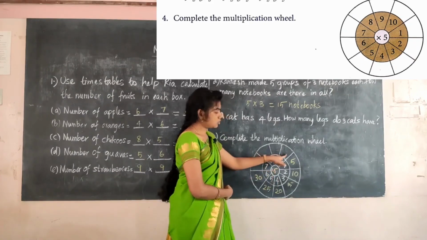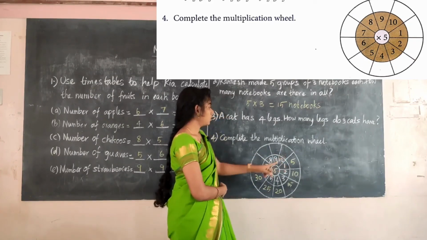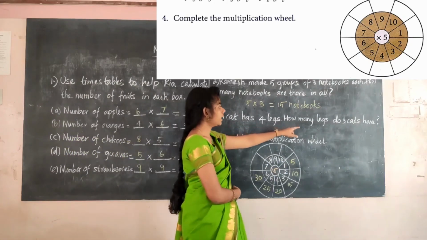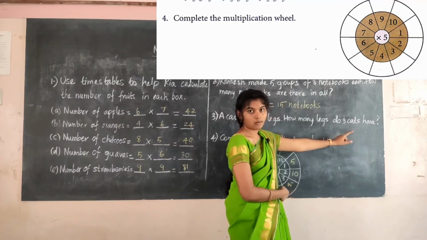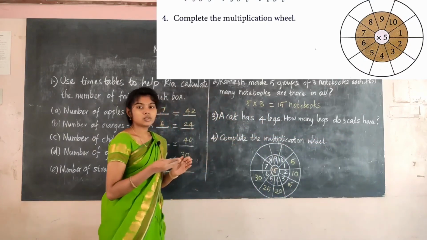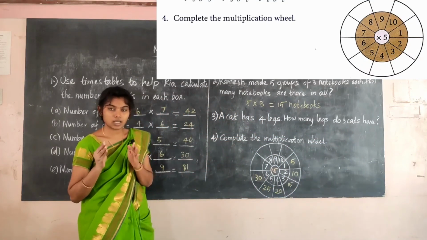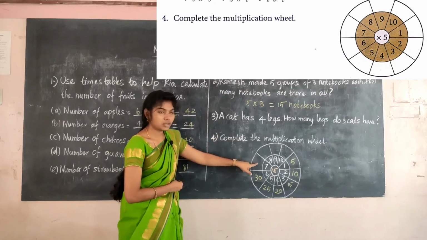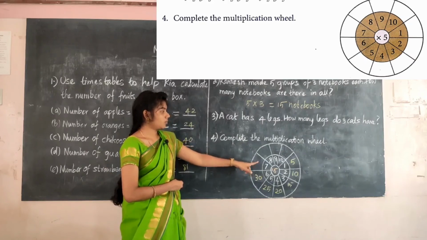So the remaining things you are going to do as your homework. So here I have given this as your homework. You are going to find how many legs the 3 cats have. So you are going to learn the multiplication tables at first, and then do the exercise problem given here and fill in the boxes given here also.